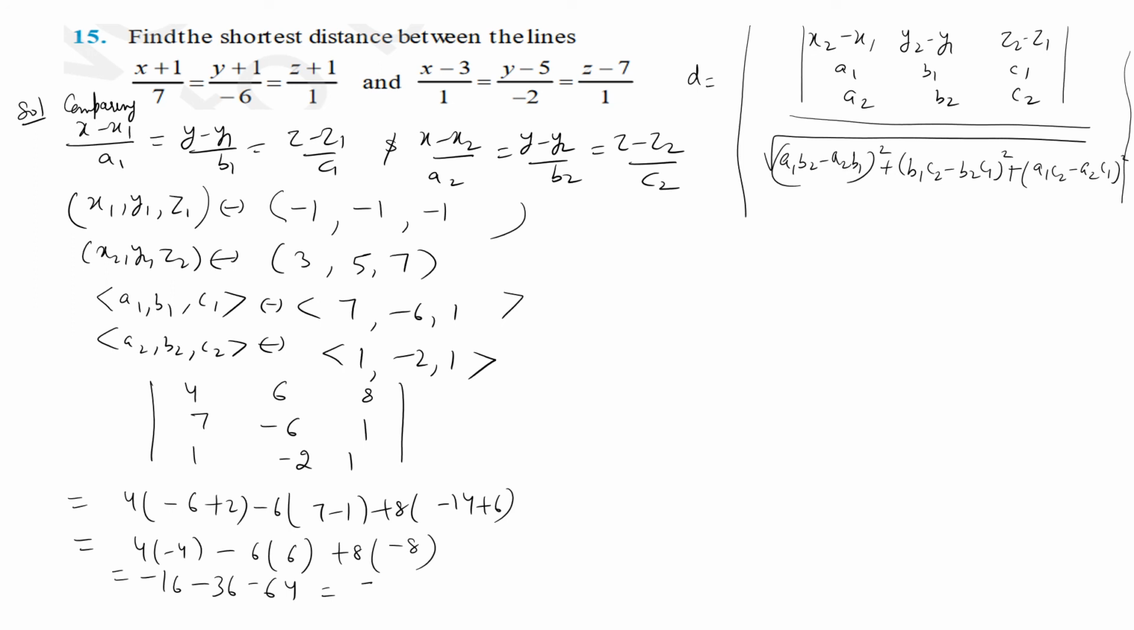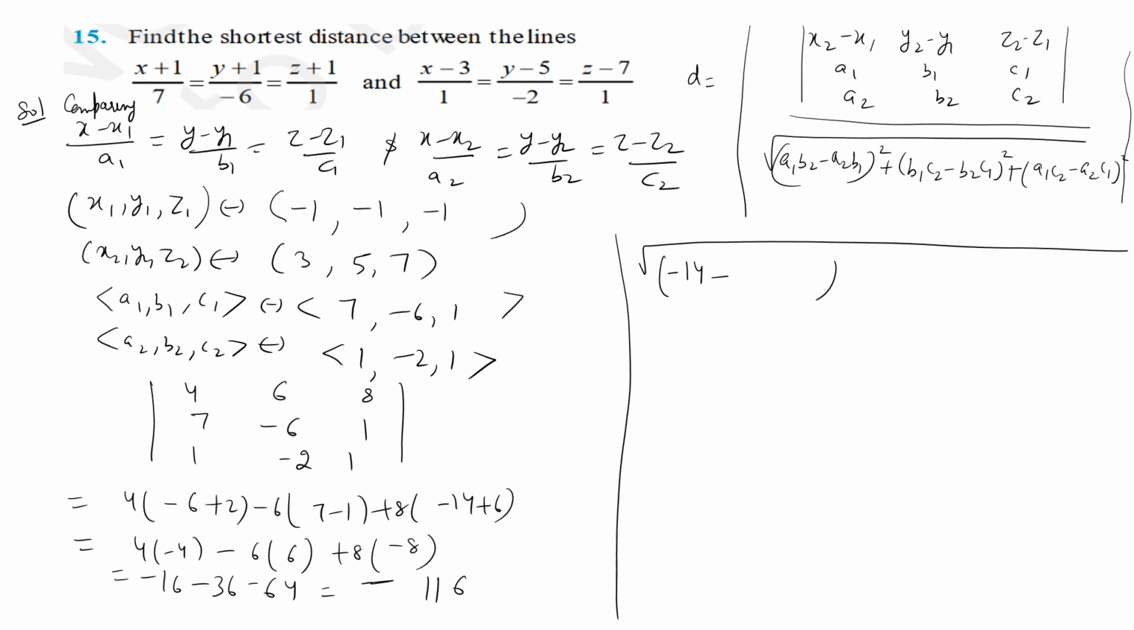So this becomes minus 116. Now let us check out what a1 b2 is. Let us put it in this formula. So a1 b2 is minus 14, minus a2 b1 is plus 6, this whole square, plus b1 c2, so it is minus 6, minus b2 c1, so this is plus 2, this whole square, plus a1 c2.